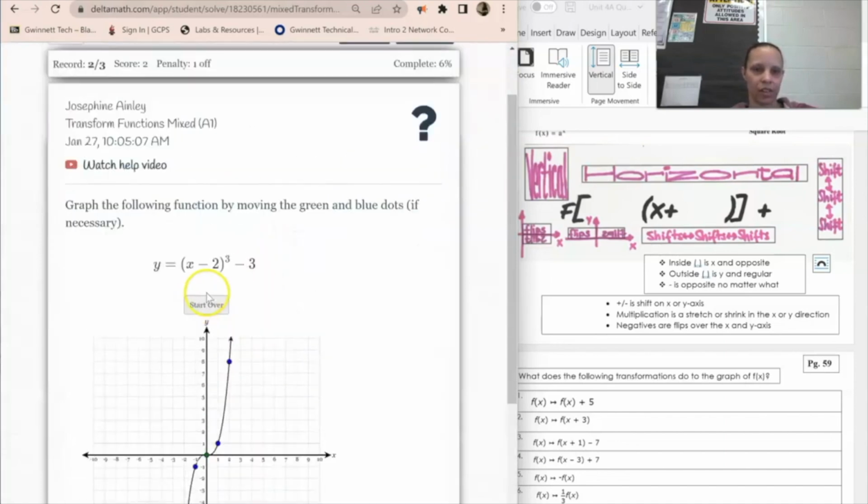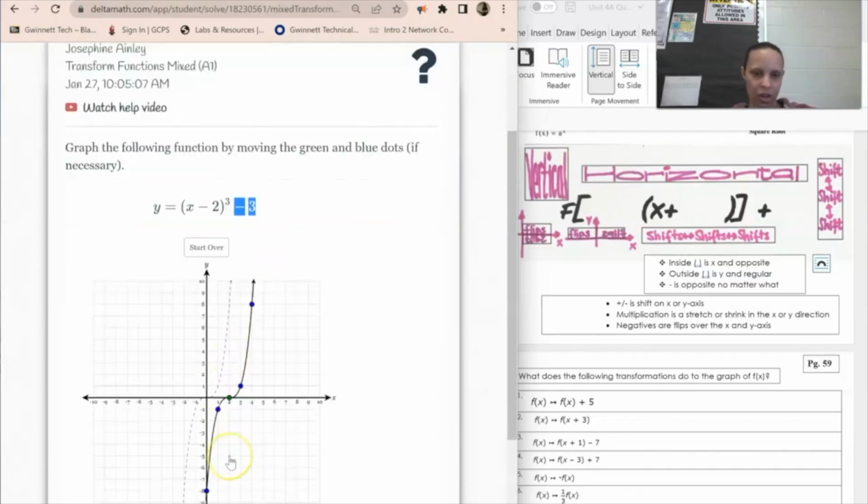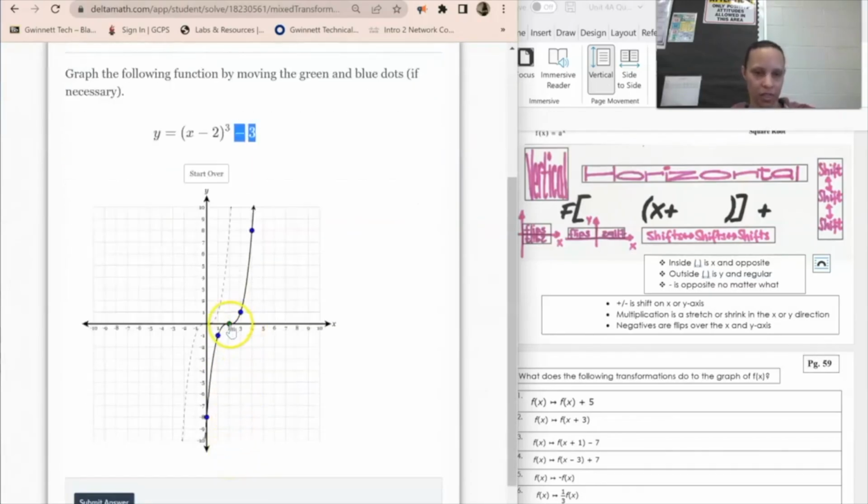All right, I think we just did this one, but anyway, inside, x and opposite. So instead of going left 2, I'm going to go right 2. Outside, y and regular. So whatever I think is in the y direction. So that's going to be down 3.